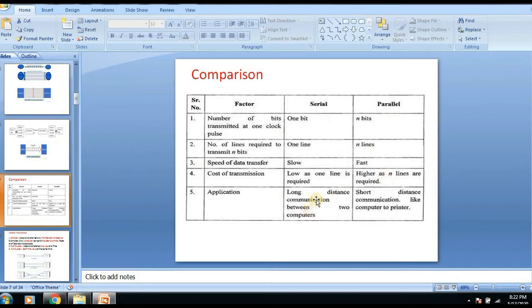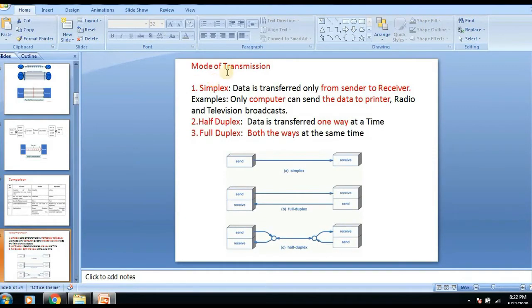As for applications, serial transmission is used for long distance communication, for example between two computers, while parallel is used for short distance communication like computer to printer. Okay, right? So next we'll see the modes of transmission.